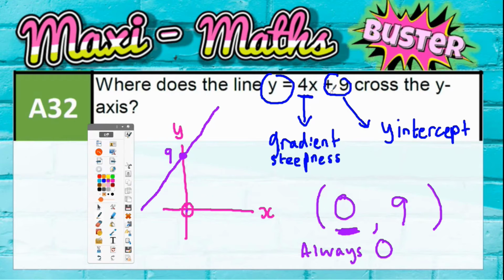So if this was a plus 7 on the end, it would be 0, 7. If it was a plus 2, it would be 0, 2. If it was a minus 9, it would be 0, minus 9. All that would mean is that the line is crossing at minus 9, below 0. It's still 0, minus 9. Okay? But the answer to this question, y equals 4x plus 9, the coordinate where it crosses the y-axis is 0, 9.